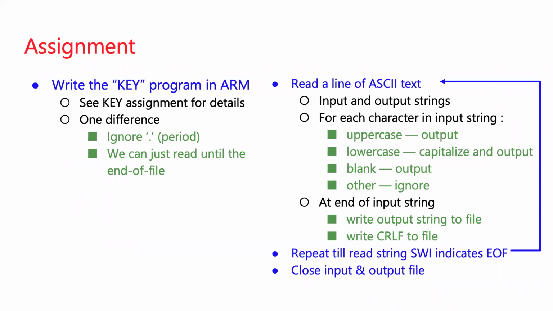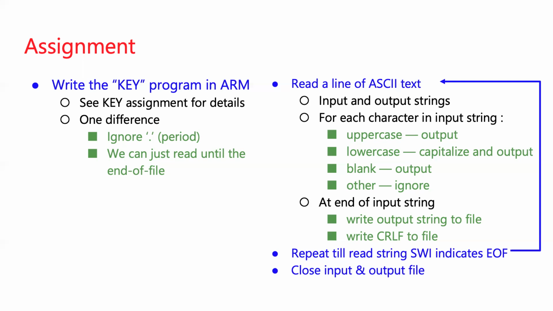And instead of using dot to terminate the program, we read up until the end of the input string, the end of a line of input. So it'll be a lot like the key assignment, except no special treatment of dot. We'll read in the dot character, we'll just ignore it. We won't even print it out.